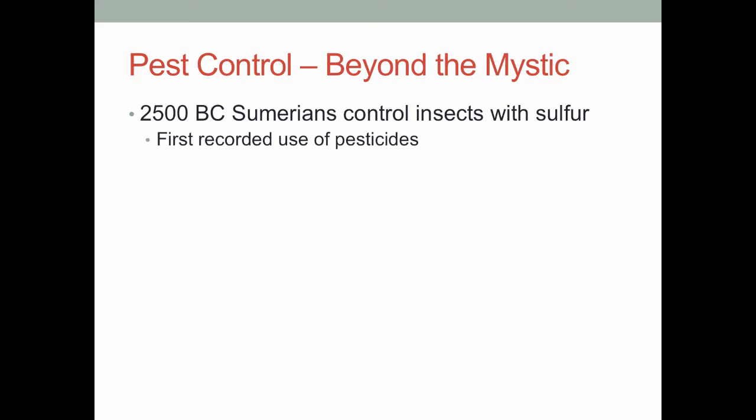All right, but it wasn't all mystic. As agriculture progressed, we started to see people discovering that there were things you could do besides praying to the gods that actually were effective against pests, and these things slowly built up. So around 2500 BCE, about 4,500 years ago, the Sumerians discovered that you could use sulfur on your plants to control certain pest insects. This is really the first recorded use of pesticides, of a chemical being used to control pests. Chances are that people were doing something before this. This is just the first record that we absolutely know occurred at a certain time.